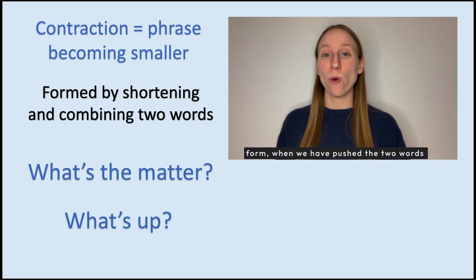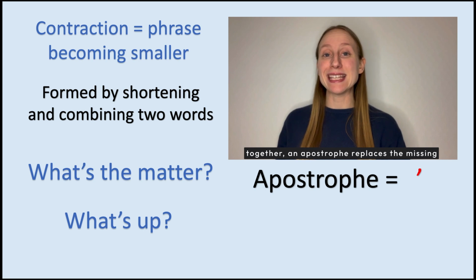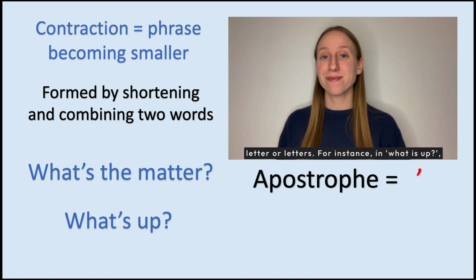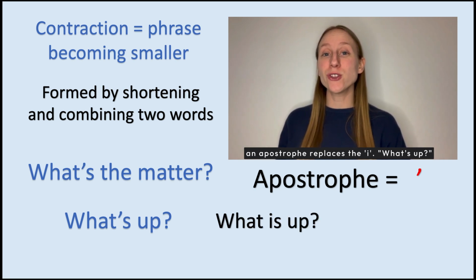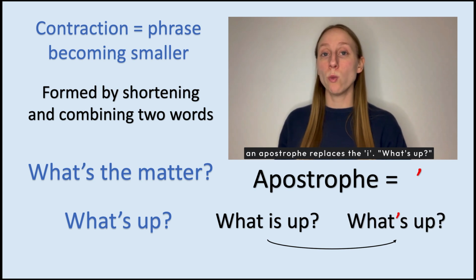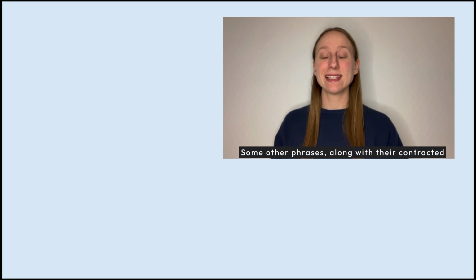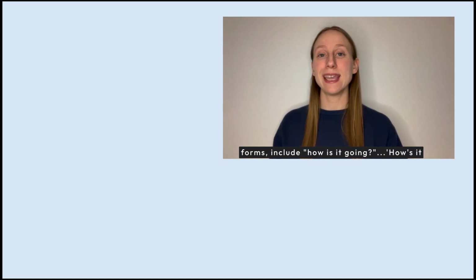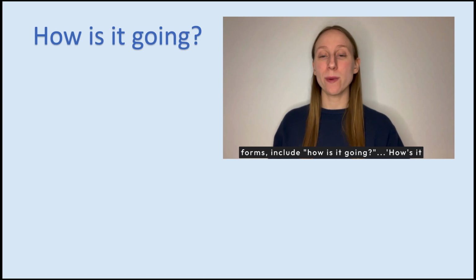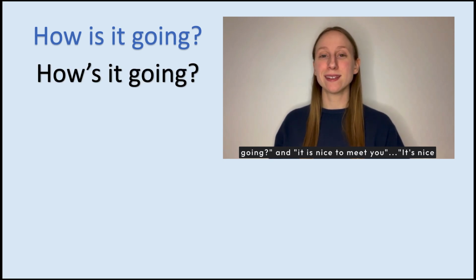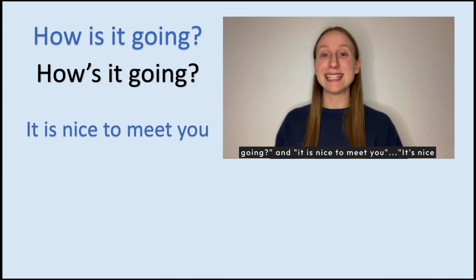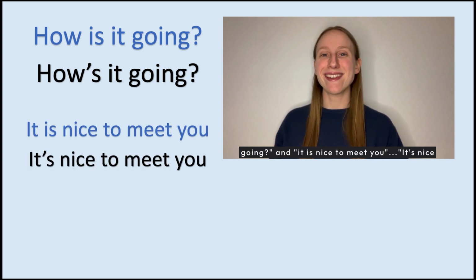In the contracted form, when we have pushed the two words together, an apostrophe replaces the missing letter or letters. For instance, in what is up, an apostrophe replaces the I. What's up? What is up? What's up? Some other phrases, along with their contracted forms, include how is it going? How's it going? And it is nice to meet you. It's nice to meet you.